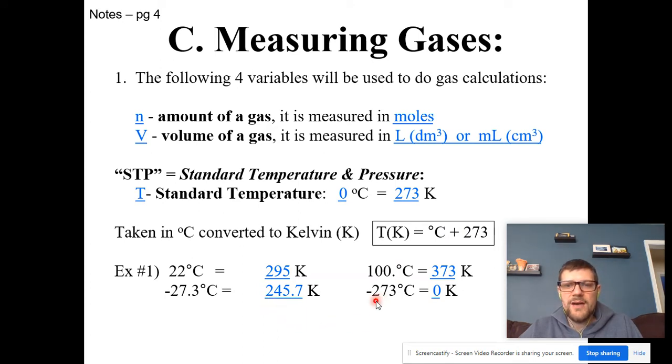The lowest you can have in Celsius is negative 273, because if you add 273 to that, you get 0 Kelvin, which is that absolute 0, the coldest possible temperature. Anything less than negative 273 Celsius would be impossible.